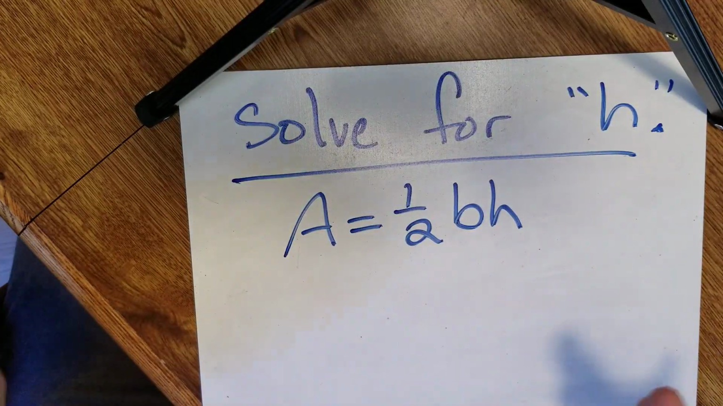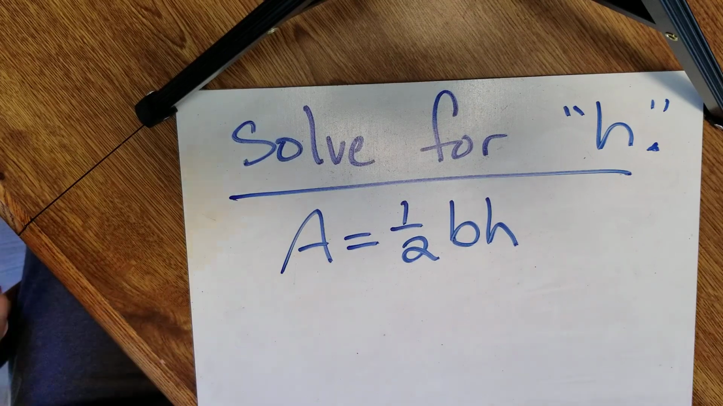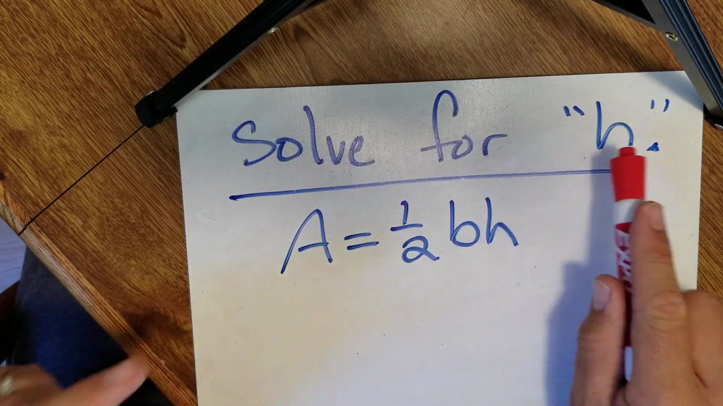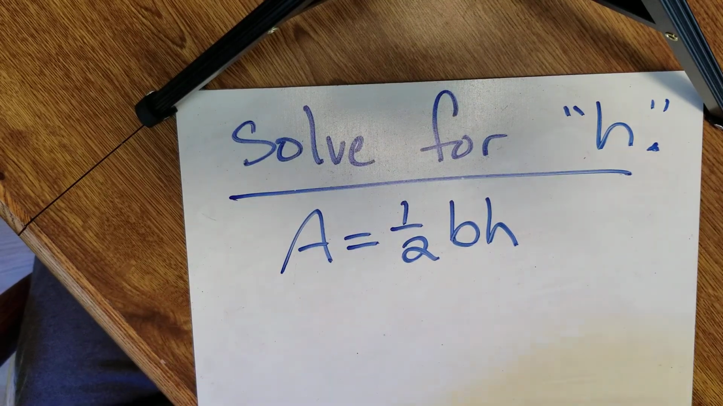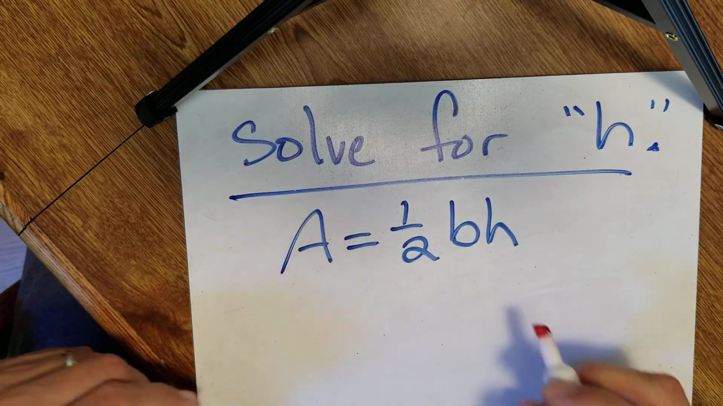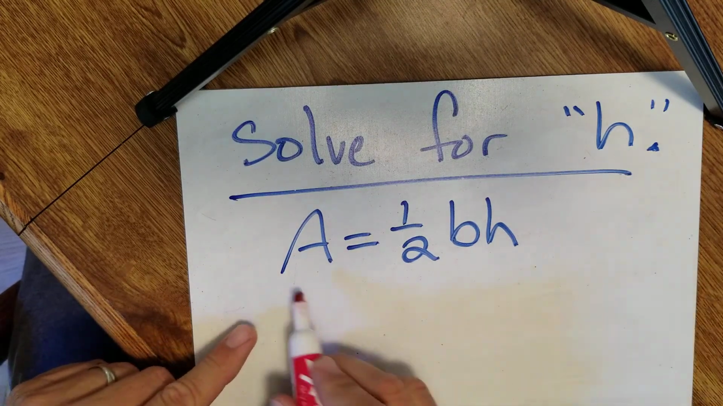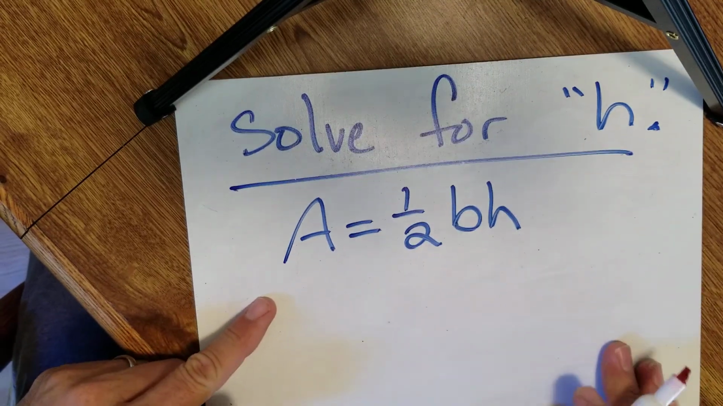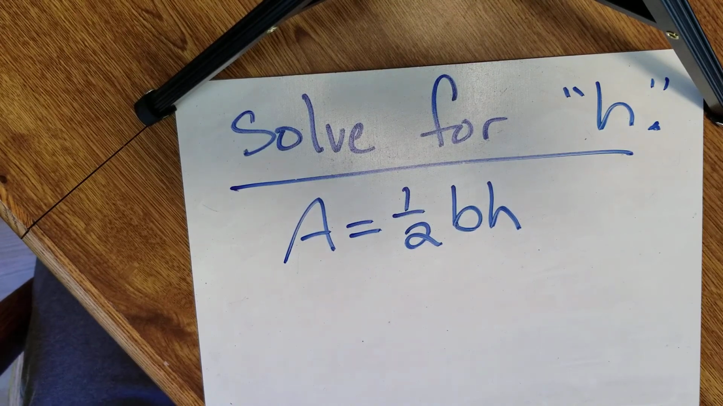All right, here is a classic problem. Let's read the directions. The directions say solve for h. You should remember that the words solve for mean get by itself. I need h by itself. And this is a classic equation. Think about that. Does anybody know that equation?